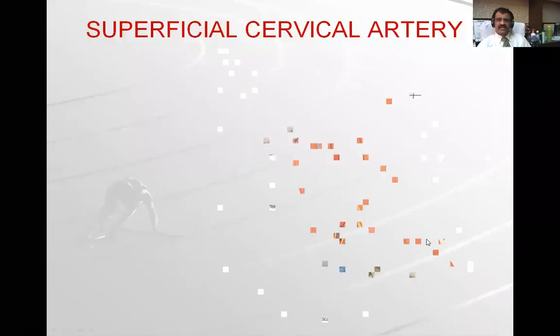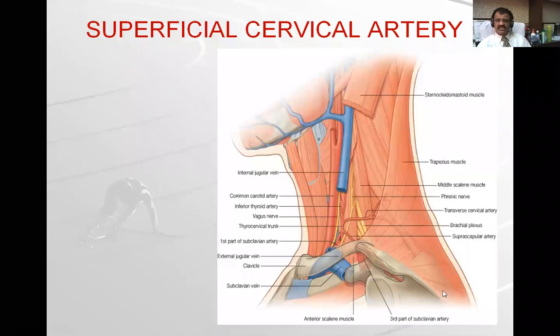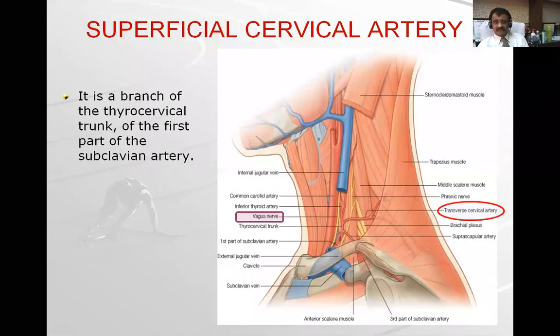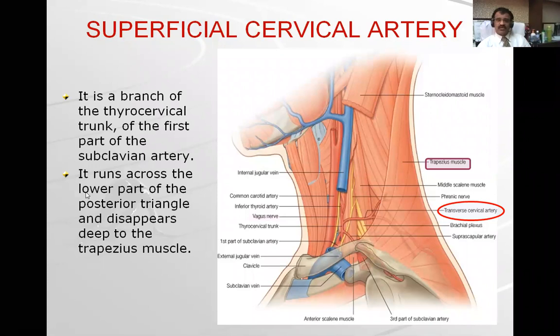Superficial cervical artery, you can see in this image. It is a branch of thyrocervical trunk of the first part of the subclavian artery. The subclavian artery gives out a branch called the thyrocervical trunk, and superficial cervical artery is a branch of thyrocervical trunk. It runs across the lower part of the posterior triangle and disappears deep into the trapezius muscle here. You can see trapezius muscle.